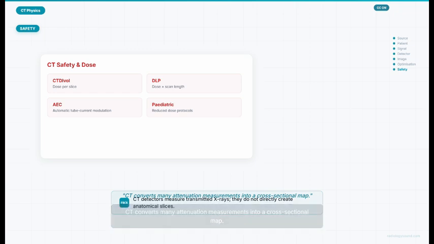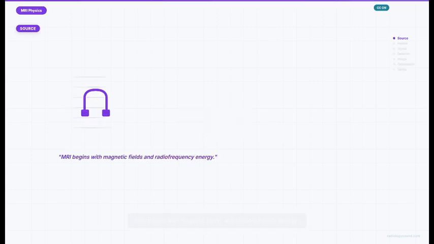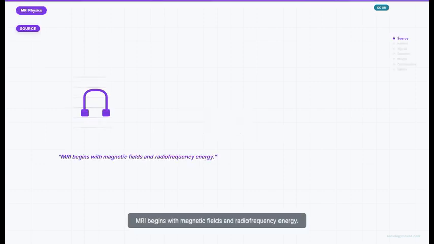Let us look into MRI. What's happening with MRI, from proton to tissue contrast formation? MRI is entirely different. You have something coming from outside that you put inside your body. MRI begins with a magnetic field and radio frequency energy.